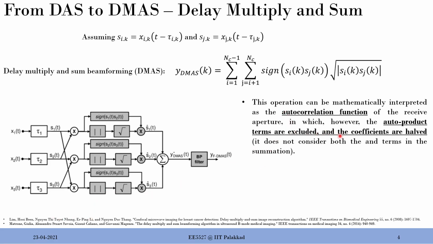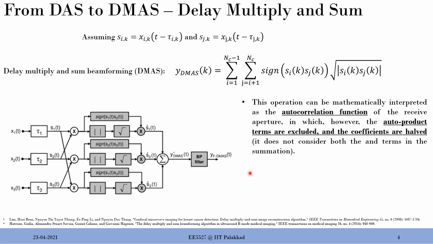And also one more thing, the coefficients are halved. Okay, because you remember, if I calculate x1 into x2, I'm not going to calculate x2 into x1, because conventional autocorrelation is something like you do everything with each other in both ways, right? Let's say x1, x2, x3, x4 you had, then conventional autocorrelation means you will do x1 into x1 plus x1 into x2, then x2 into x1, then x1 into x3, then x3 into x1, all the things you calculate.